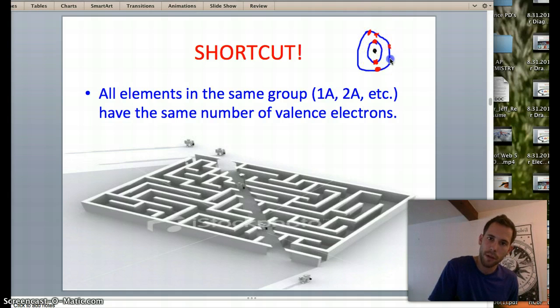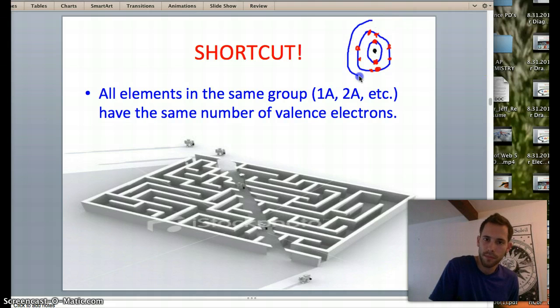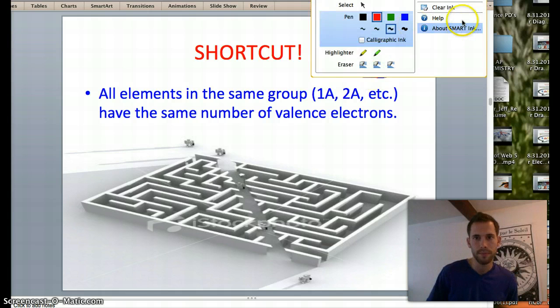Now, if we were to fill this shell up and add another electron shell, and put 2 more there as well, this would also be in group 2 and also has 2 valence electrons. The first one I drew happened to be beryllium, and the second one happens to be magnesium. Both group 2 elements.